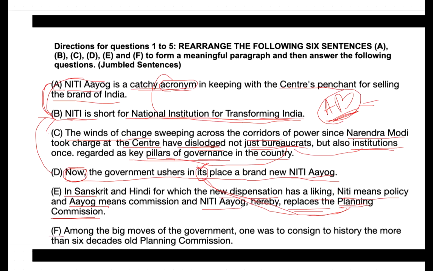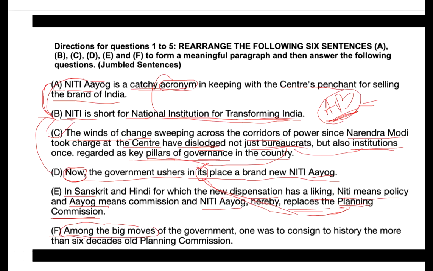Let's see that in option F. What does it say? Among the big moves. Now, where does it talk about the big moves? If you observe option C, where we talk about Narendra Modi took charge and changed not just bureaucrats but also institutions. It means Narendra Modi took charge and made some kind of move, right? So some kind of moves related to the bureaucrats and institutions change.